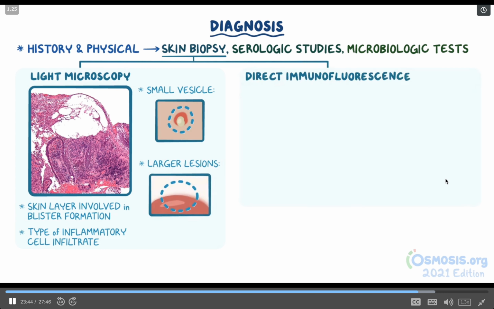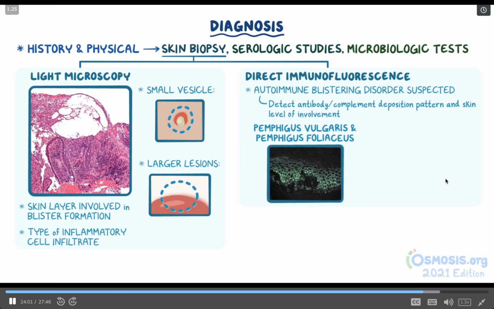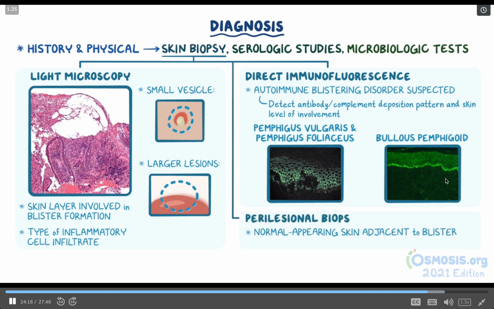Direct immunofluorescence studies are typically done when an autoimmune blistering disorder is suspected, because they can detect the antibody or complement deposition pattern and skin level of involvement. For example, in pemphigus vulgaris and pemphigus foliaceus, there's intercellular antibody deposition in the epidermis, whereas in bullous pemphigoid, there's linear antibody deposition along the basement membrane. Finally, it's important to take a biopsy from normal-appearing skin adjacent to the blister, also called a perilesional biopsy, to get reliable results.